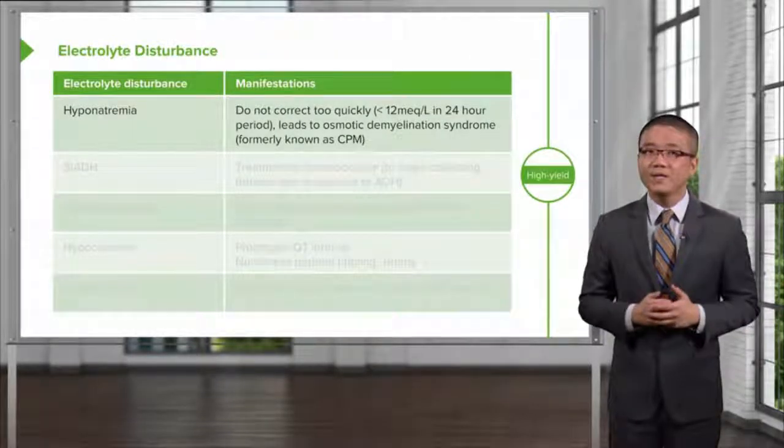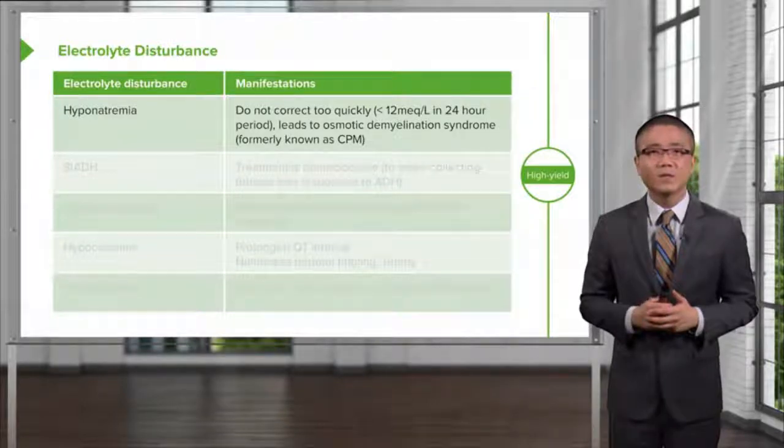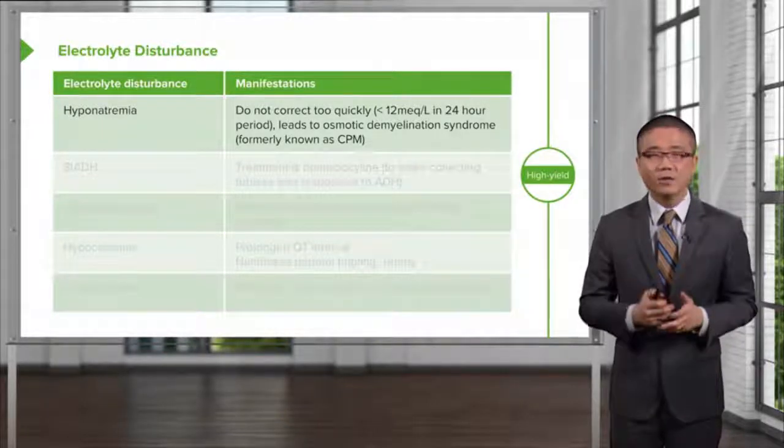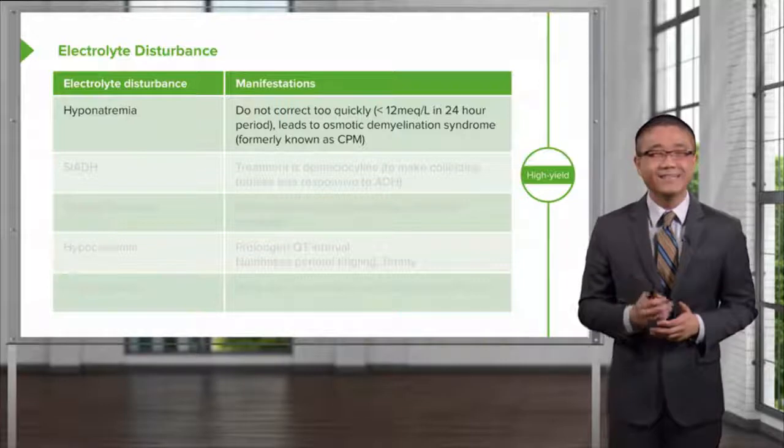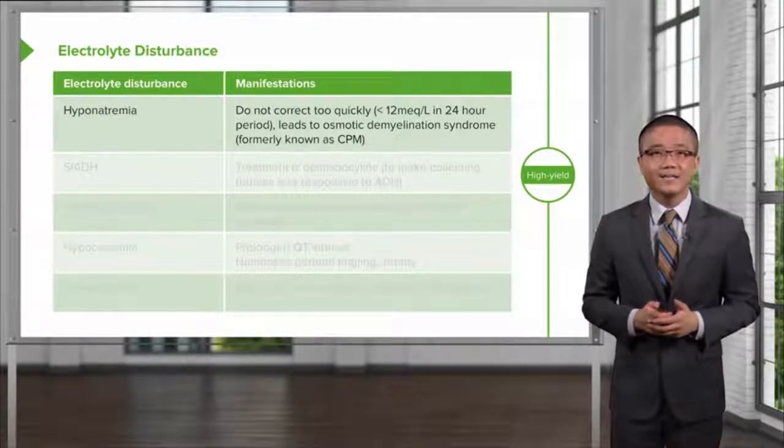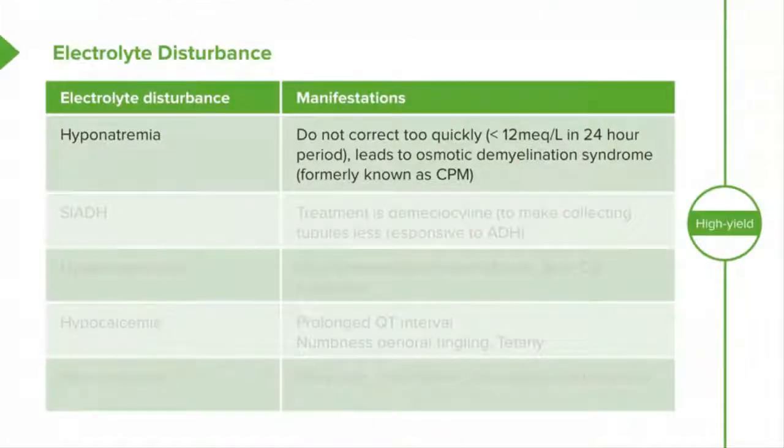This is an incredibly high-yield slide. Let's spend a little time here. Electrolyte disturbances, again, are not only important for physiologic daily function, but incredibly high-yield test topics. In hyponatremia, the key is to not correct too quickly, because if one corrects more than 12 milliequivalents per liter in a 24-hour period, it can lead to osmotic demyelination syndrome.